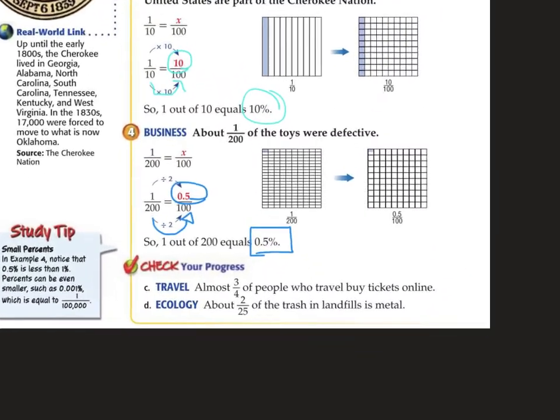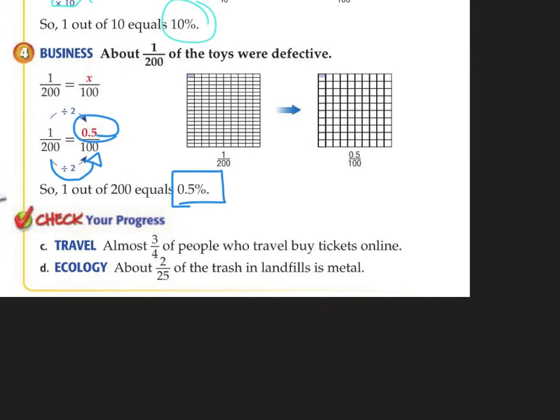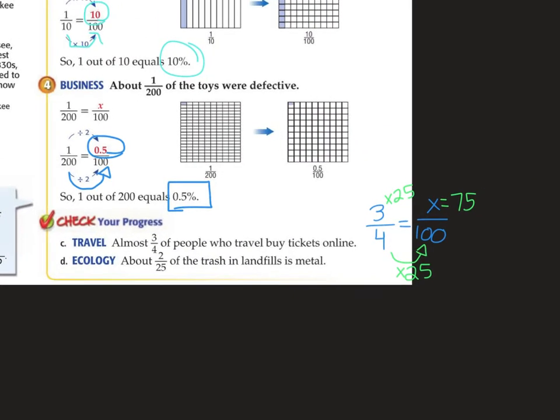So looking at the travel example, almost 3/4 of people who travel buy tickets online. So I'm going to do 3 over 4 equals x over 100. Okay, and I'm going to think, what times 4 gives me 100? I'm going to think of quarters. 4 times 25 gives me 100. So I'm going to do 3 times 25 to find out that x equals 75, or 75%.